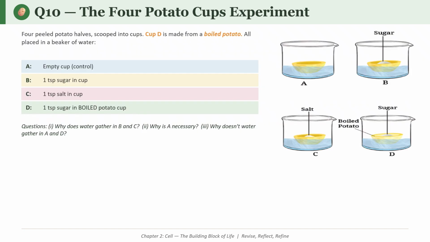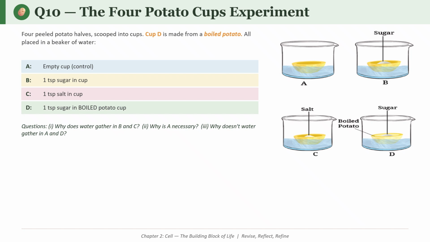Next, see the four potato cups experiment. Four peeled potato halves scooped into cups. Cup D is made from a boiled potato, all placed in a beaker of water. Empty cup, let us take A, empty cup as the control. And in B, we are taking one teaspoon sugar in cup. And in C, we are taking one teaspoon salt in cup. And in D, we are taking one teaspoon sugar in boiled potato cup.